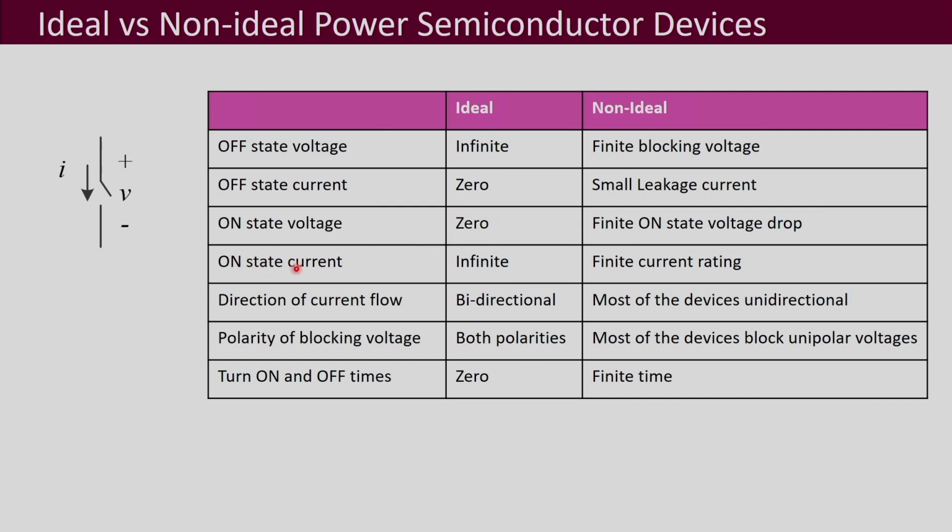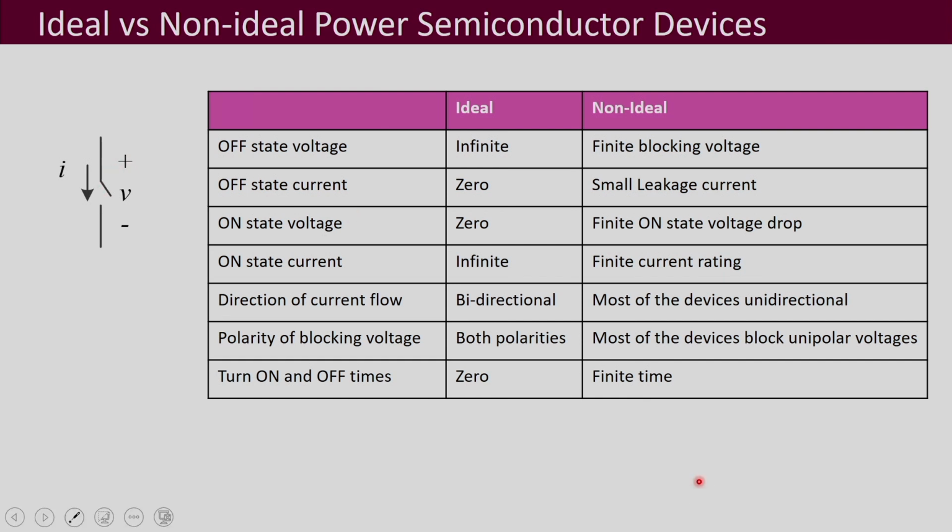And what could be the current that can flow through it while the device is on? So, on state current: practically there will be a finite current rating. You cannot make infinite current pass through it, but ideally an infinite amount of current can flow through it, and assuming this we analyze the ideal power electronic devices.